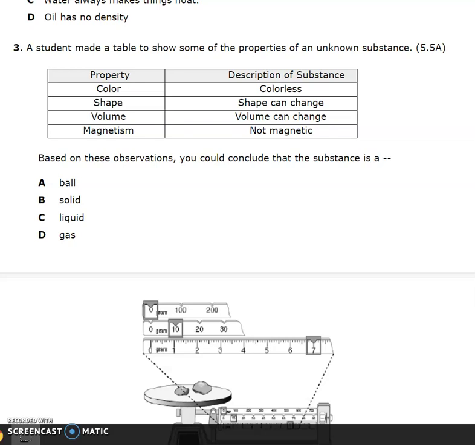Number 3. A student made a table to show some of the properties of an unknown substance. The properties are color, shape, volume, and magnetism. The description of the substance is colorless, shape can change, volume can change, and not magnetic. Based on these observations, you could conclude that the substance is A. Ball, B. Solid, C. Liquid, or D. Gas.